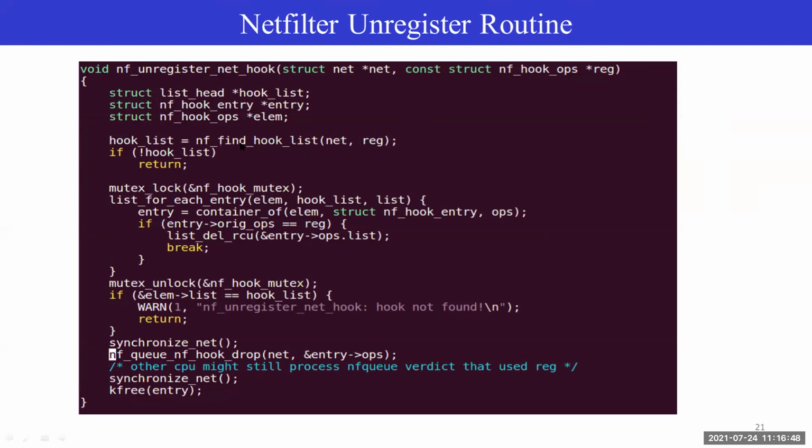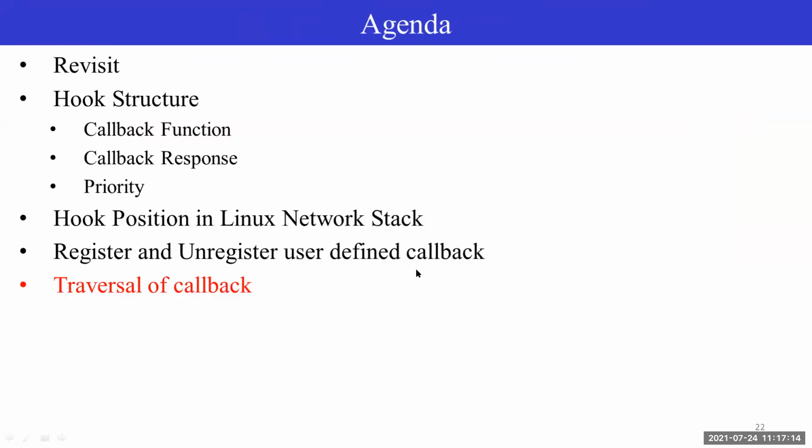So you can go through it. Here again we are trying to find out the hook list based on the hook number, and then we are just checking the function. If it is there, then we are just deleting that from the link list. So that is all about register and unregistered callback.